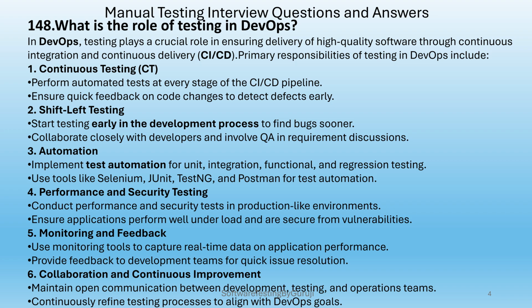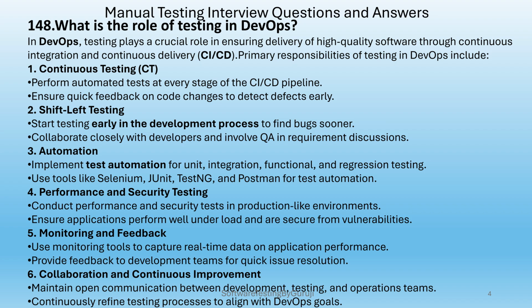Fourth, performance and security testing. Conduct performance and security tests in production like environments. Ensure applications perform well under load and are secure from vulnerabilities. Fifth, monitoring and feedback. Use monitoring tools to capture real-time data on application performance. Provide feedback to development teams for quick issue resolution.